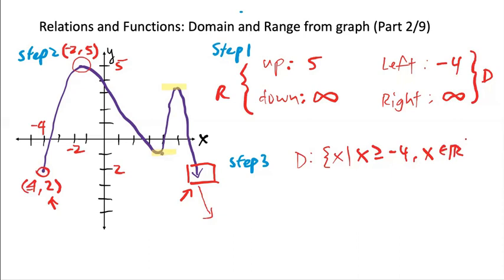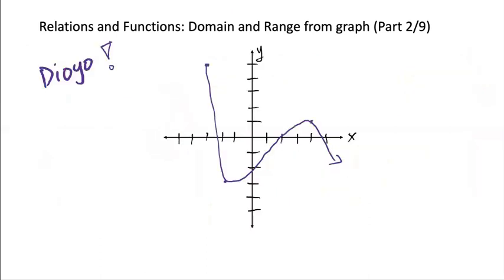I'll start repeating this, so I'll just write it down from now on. And then for the range, we have up 5 and down infinity. So y has to be less than or equal to 5. And then y is an element of the real numbers. And we're done. Here's the yo-yo and have fun.